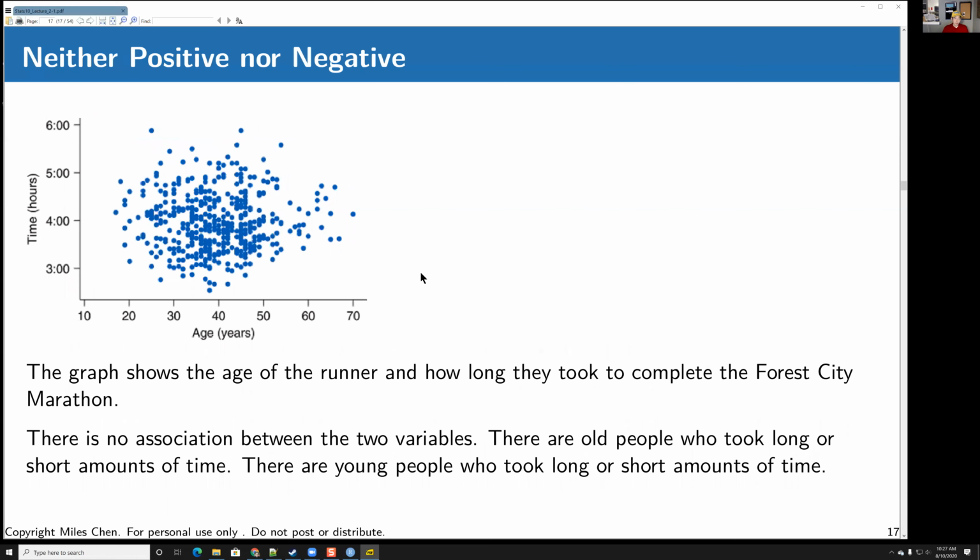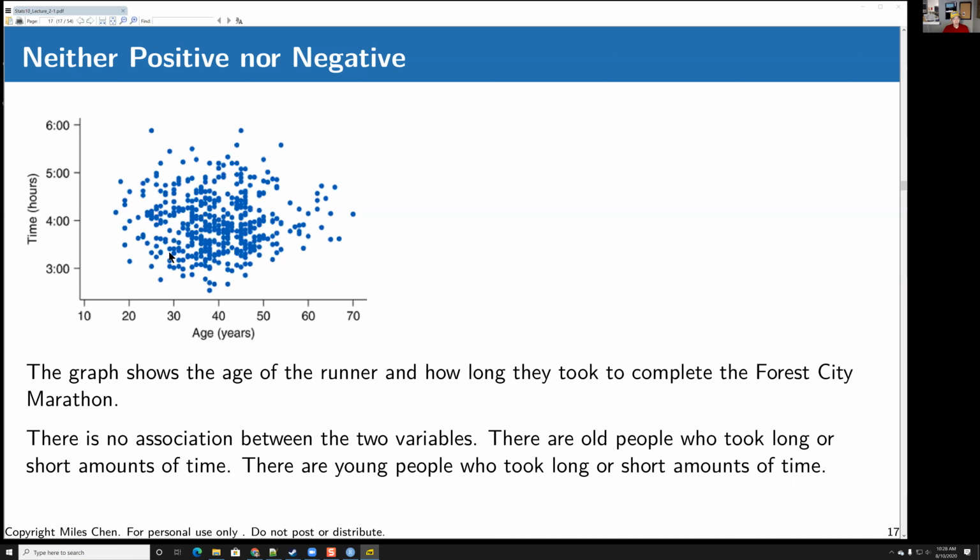All right, and here's an example of a trend that is neither positive nor negative, okay? Here we looked at the race times of the Forest City Marathon. I don't know what marathon this is. It's not a highly competitive one, it appears. And we looked at the age of the runner and how long it took them to complete the marathon.